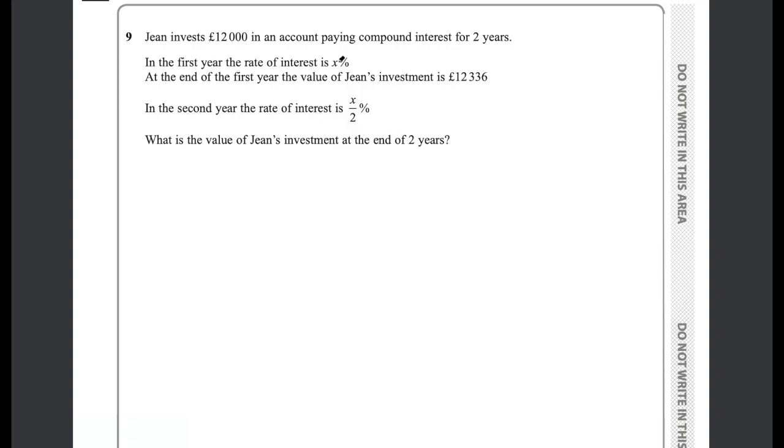So in the first year, we have an interest rate, and then in the second year, that interest rate halves. So we can work out X based on this information. By how much the amount in the account is increased. For this, it helps to know how to find a percentage increase.